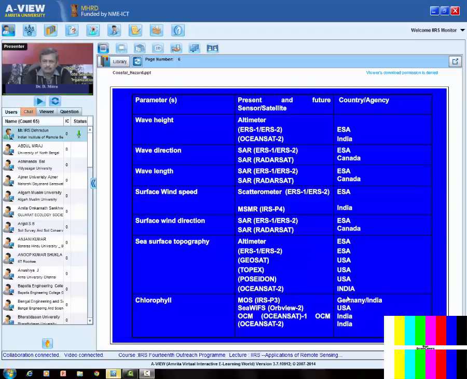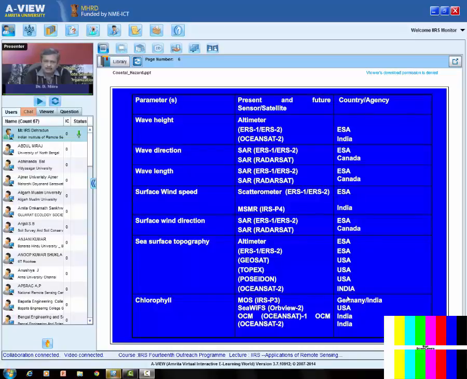Also in the next OceanSat-3 there is a plan to put a sensor for getting the surface wind. Basically we are talking about the wind vector. You can also get the wind direction from those kinds of active sensor data. Then sea surface topography we can get from the altimeter, the Topex Poseidon data.